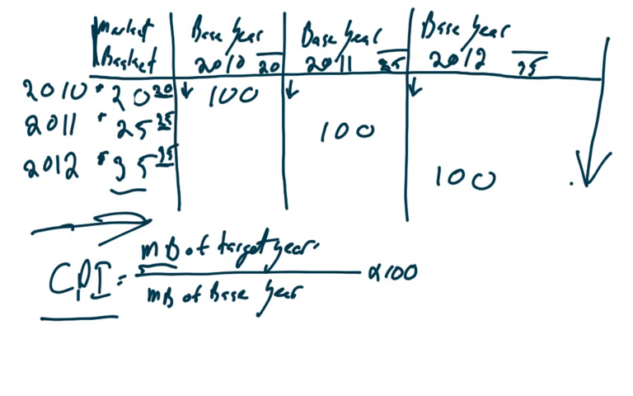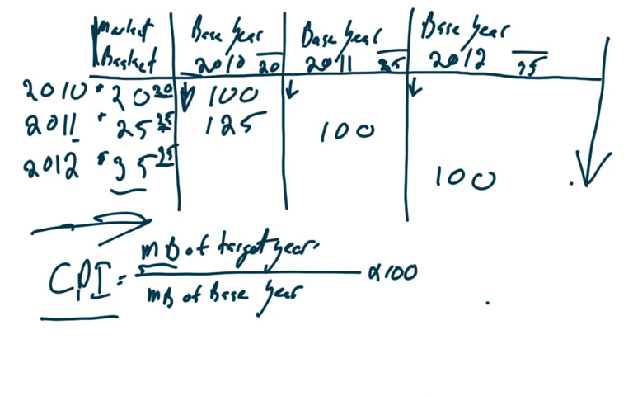All right, so now I'm going to work my way down this column right here. So now, in order to find the CPI for 2011 using 2010 as the base year, I'm going to need to use 25 as the numerator over 20. So it's going to be 25 divided by 20. I get 1.25 times 100. The CPI is 125. What does that mean? It means inflation went up 25% from the previous year.